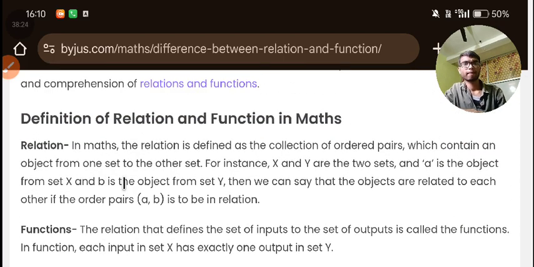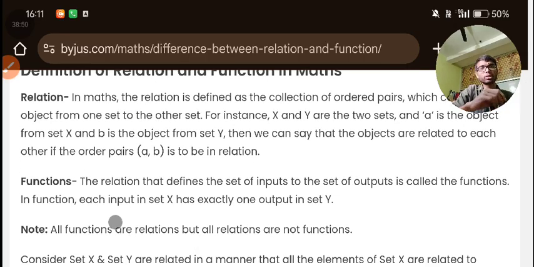A relation contains an object from one set to another set. For instance, X and Y are two sets. A is an object from set X, and B is an object from set Y. Then we can say that the objects are related to each other if the ordered pair (A, B) is in a relation.